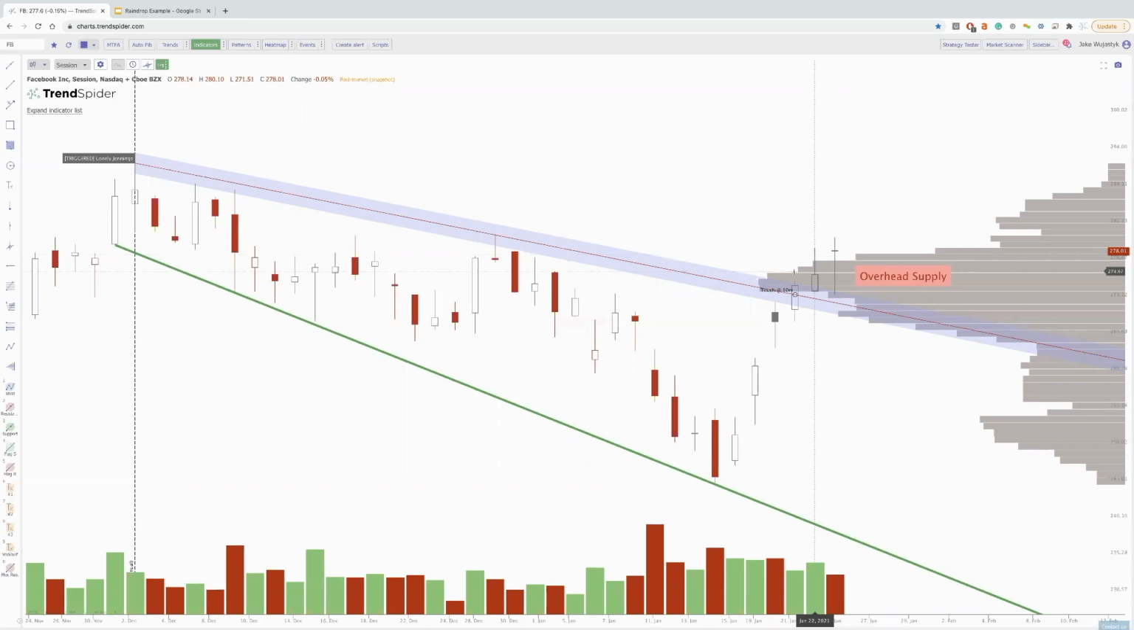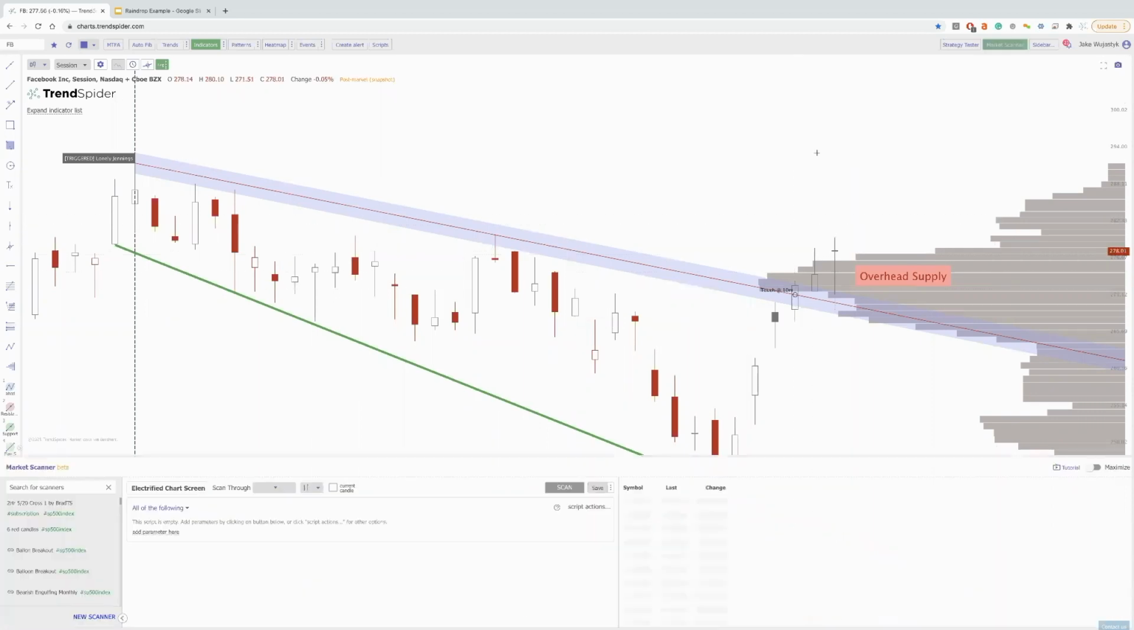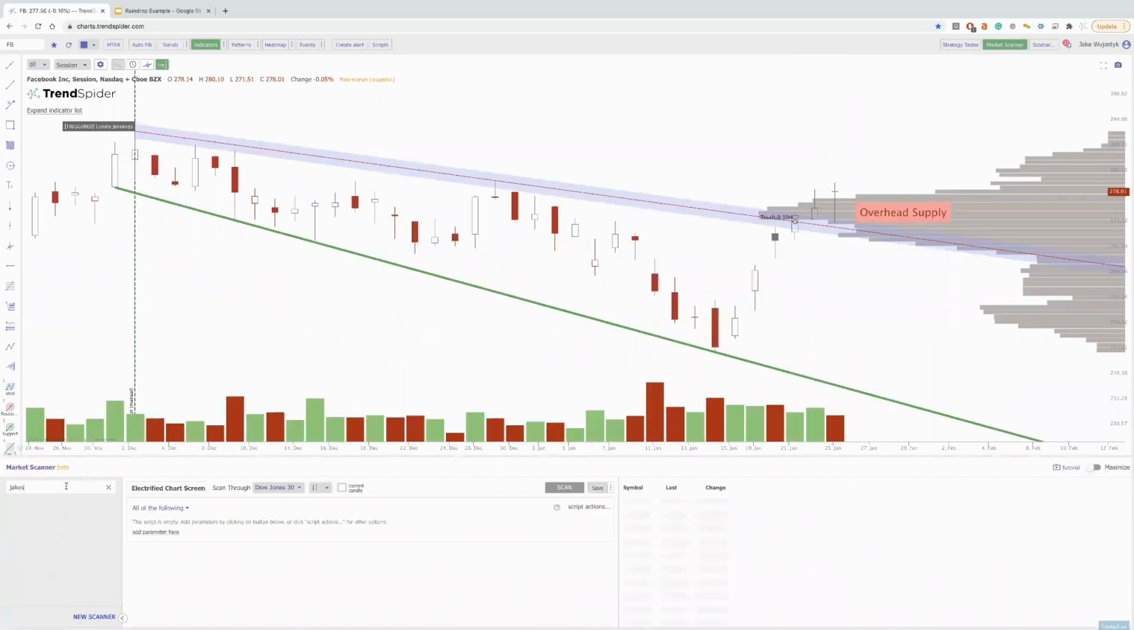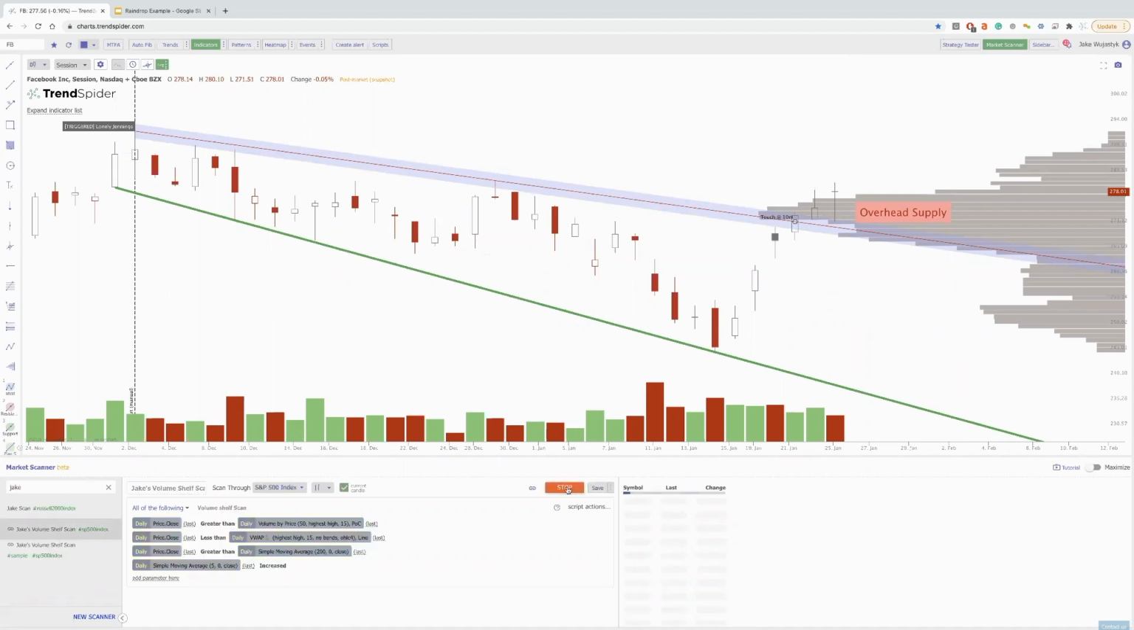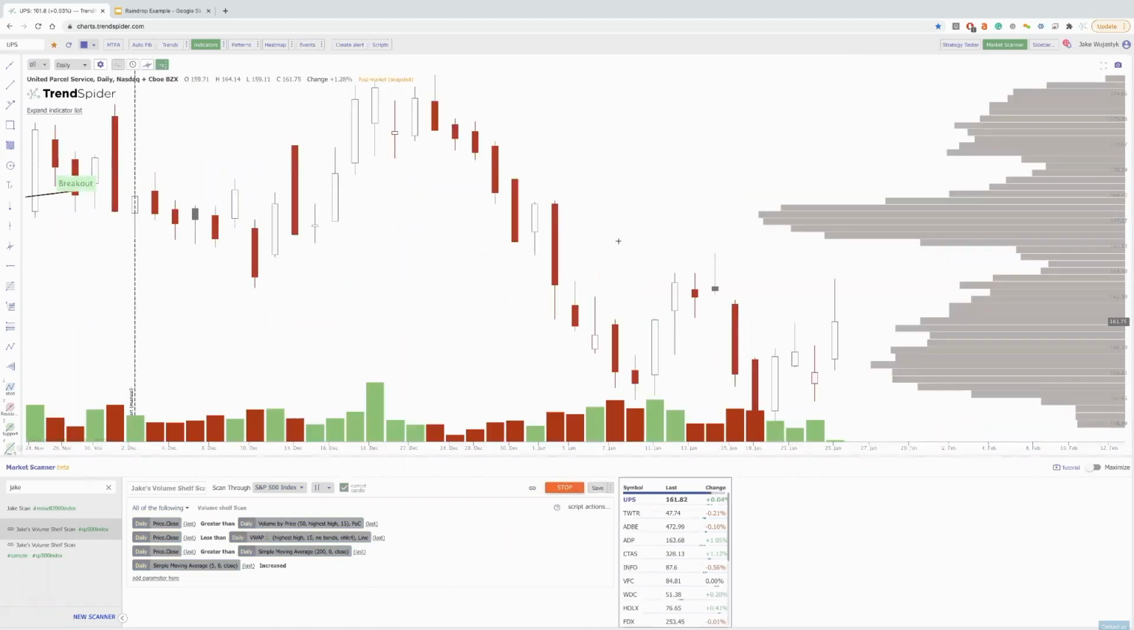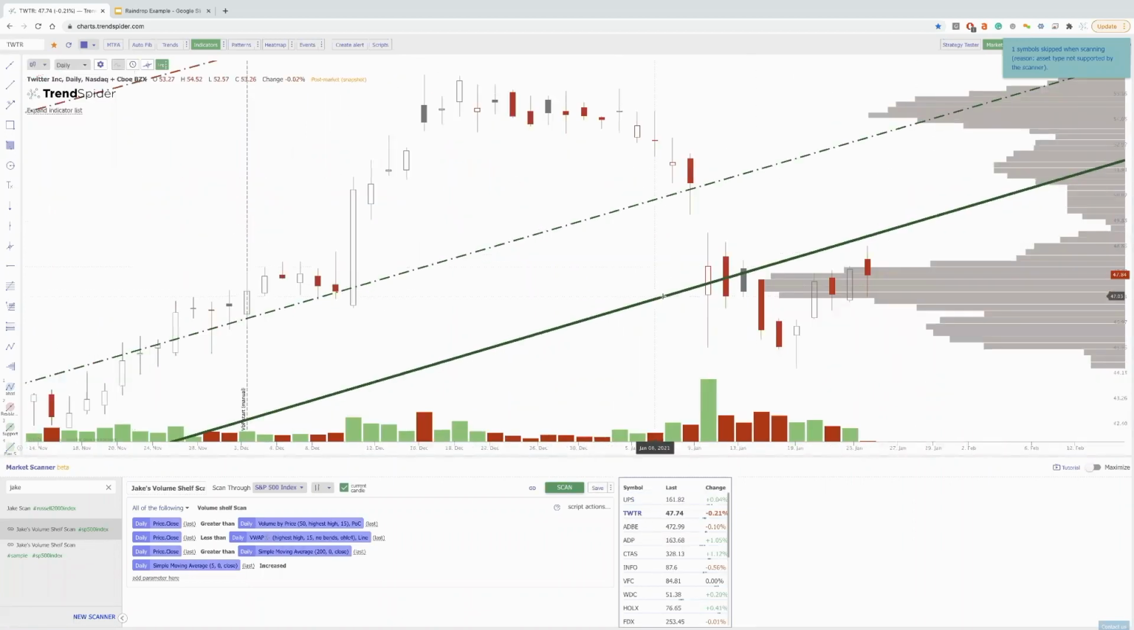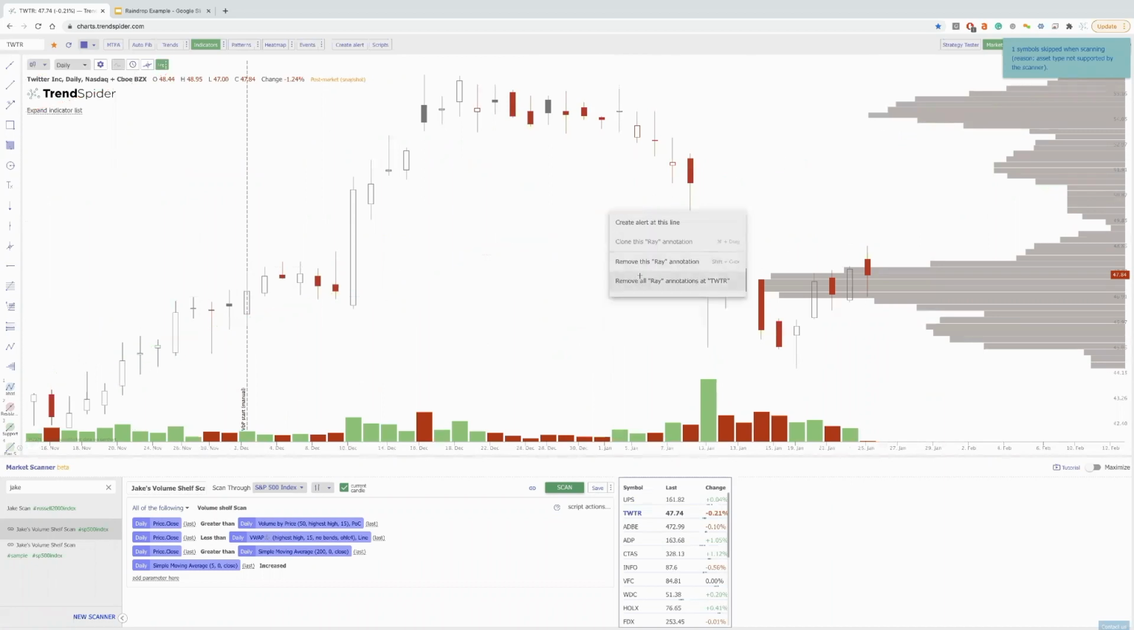So you can scan for these types of setups. If you go to the market scanner and just type in Jake, it's Jake's volume shelf scan. You can scan these different things here and you can see these different setups popping up. So this is UPS. Let's go to Twitter because that's a clean chart. Get rid of all these annotations.